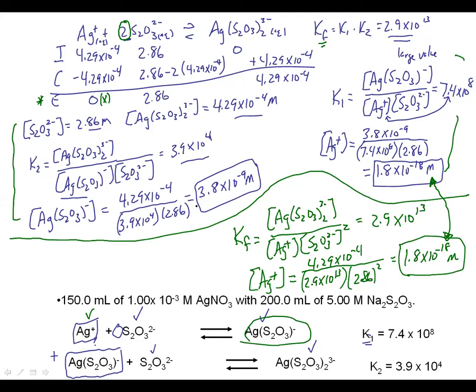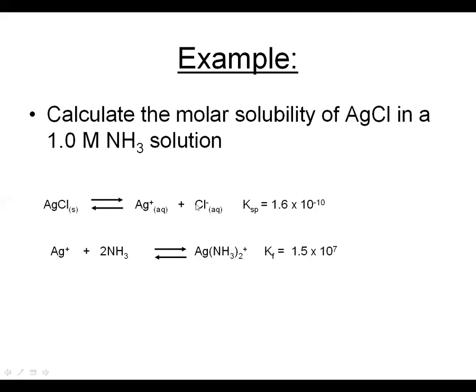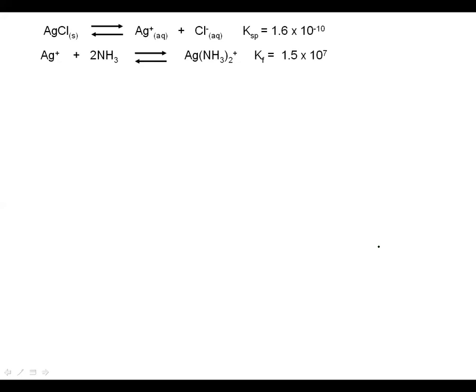Okay, so let's talk about one last example here of KF and how it can tie together with another K value. Here we want to calculate the molar solubility of silver chloride in a 1 molar solution of ammonia. So we have a KSP and we have a KF value here. We're really looking for the overall reaction that's happening when silver chloride and ammonia get together. Let's take a look at this together to see how this one is a little bit different as well.